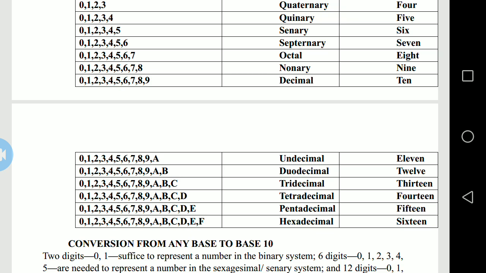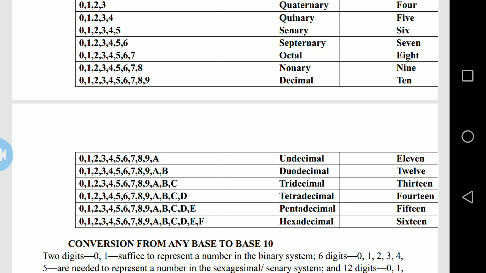And finally, 0 through 9, A, B, C, D, E, F, and the numbers are called hexadecimal, and they are in base 16. So we have now identified the various number bases that we have, starting from base 2 to base 16. So let's carry on. The letters may differ in certain textbooks.